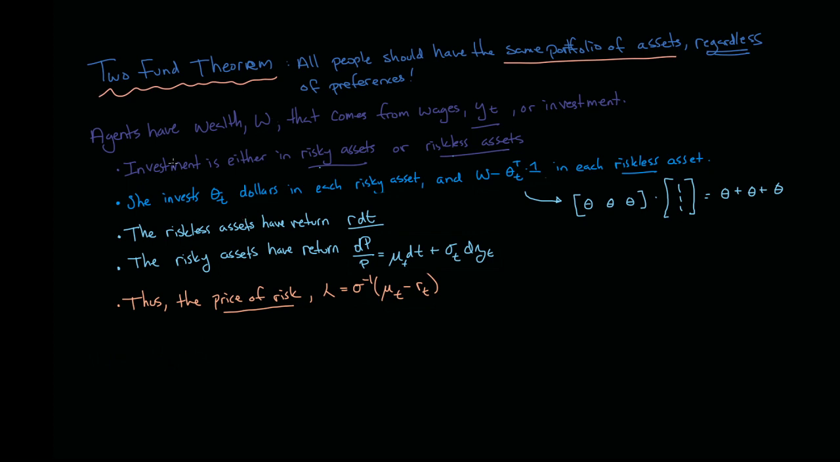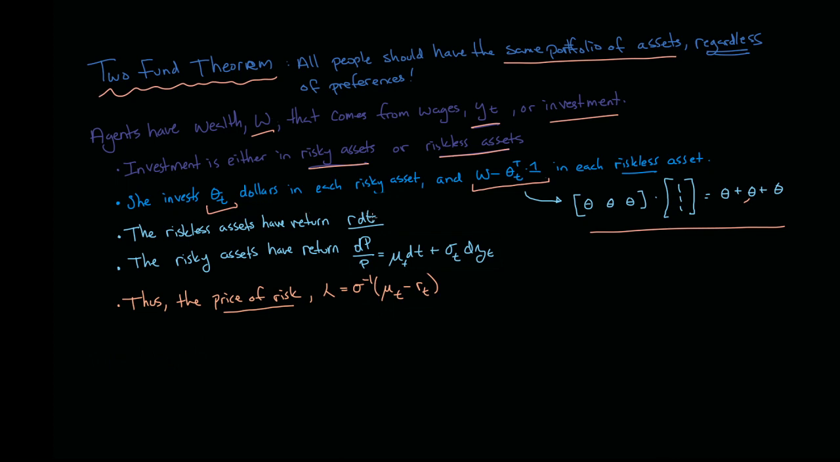So here's the setup. We have agents who have wealth, and their wealth comes from wages, Y_t, or investments. And how do they get investments? That's complicated, of course. They can buy either risky assets, so stocks, or riskless assets. Let's say put it in the bank and just get an interest, a deposit. So this theta_t will be the amount that they invest in each risky stock, and then everything they don't invest in risky stocks, they're going to invest into their bank account. So that's going to be W minus theta_t transpose times 1, which ends up being the sum of the thetas minus W. So it's all the money left over.